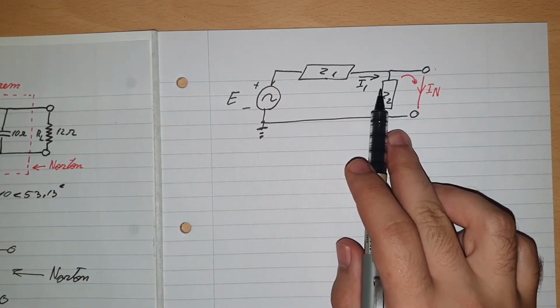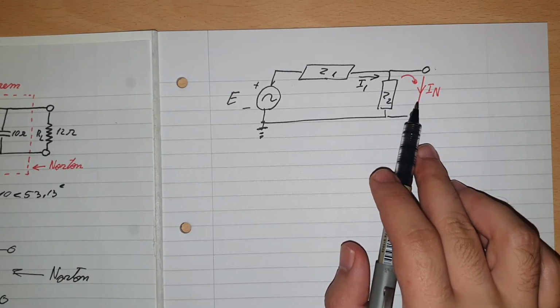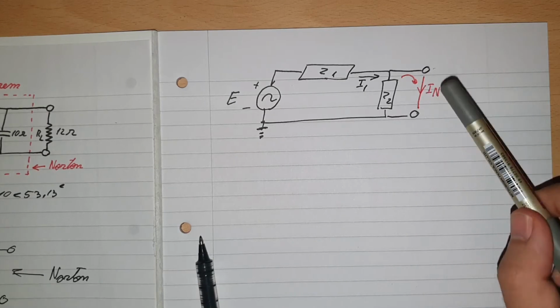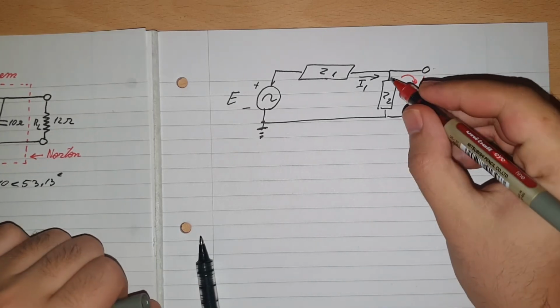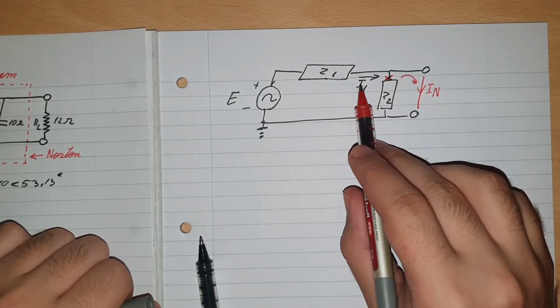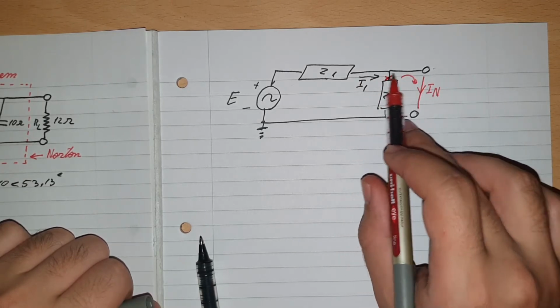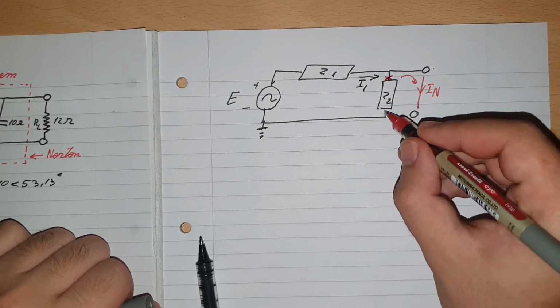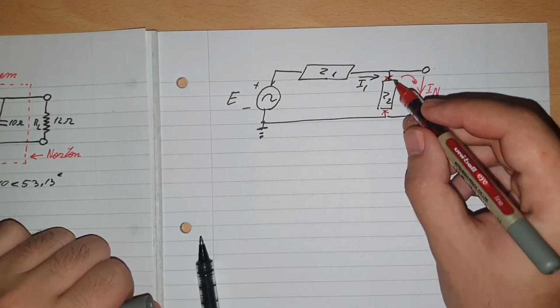Now, you may think, well, how do we calculate this current? There's no resistance in here. And that's exactly the point. Because there's no resistance in here, there will be no current flowing through here. So all the I1 current will simply go into I2. Then Z2 doesn't have anything to do with the circuit. It simply became an opening in here.